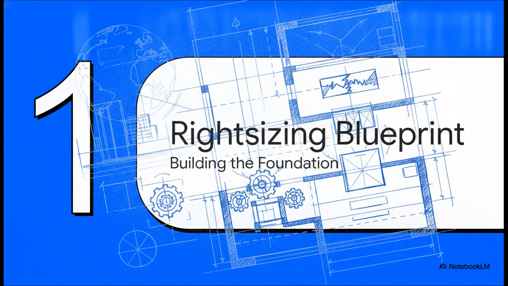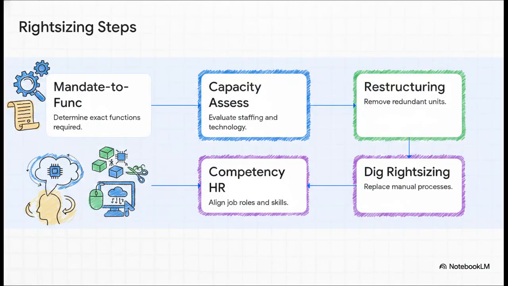All right, starting off with Section 1, the blueprint for right-sizing, or basically building the foundation. Here's the harsh reality. You can't execute the best strategies for auditing if your institution is bloated or broken, right? Before auditing the whole country, you've got to audit yourself. The source material outlines a really clear path for this. You start with a mandate to function analysis, basically figuring out what it is you actually need to do. Then you assess your capacity. Do you have the tech and the talent to actually pull it off?